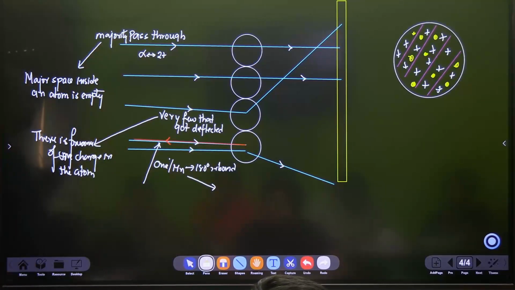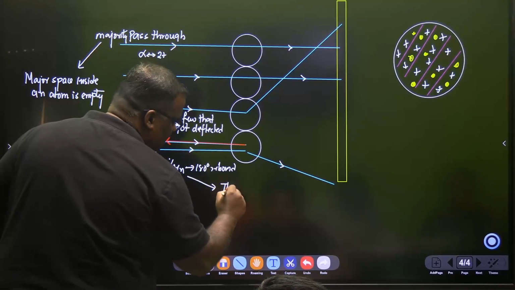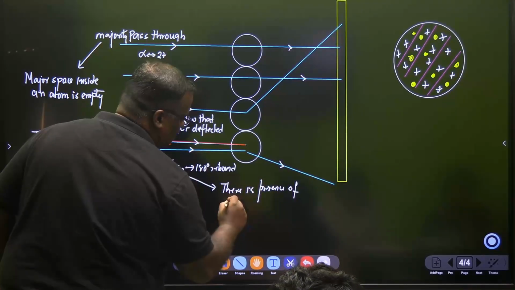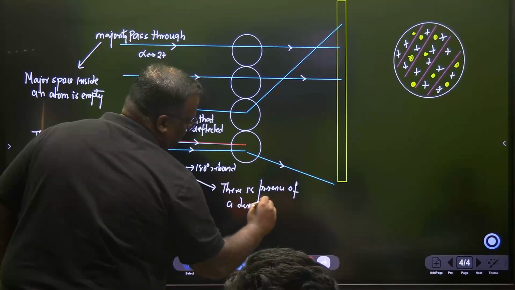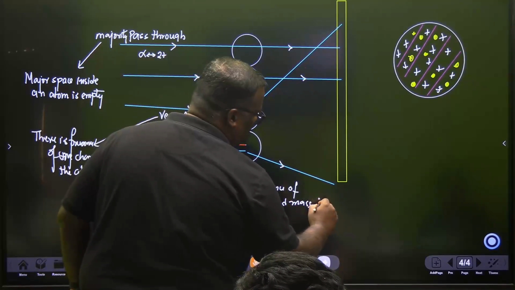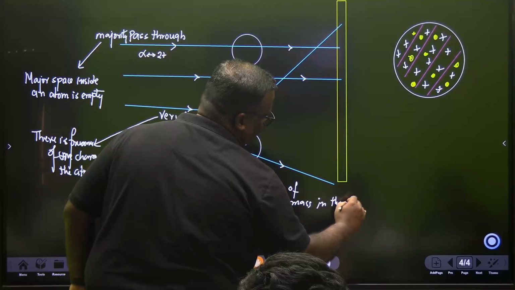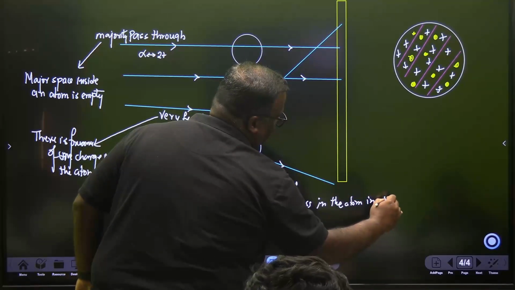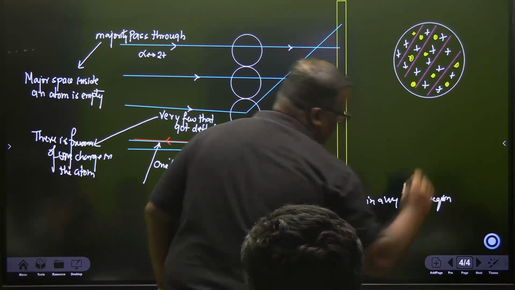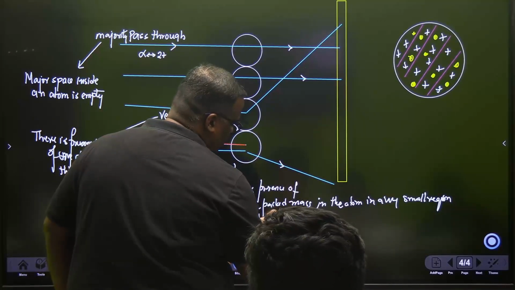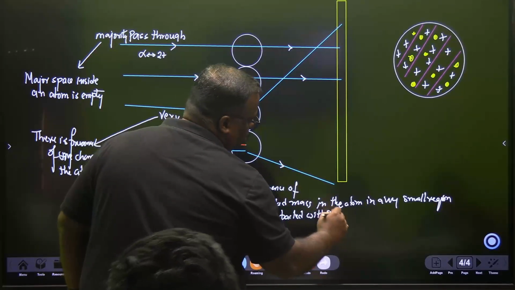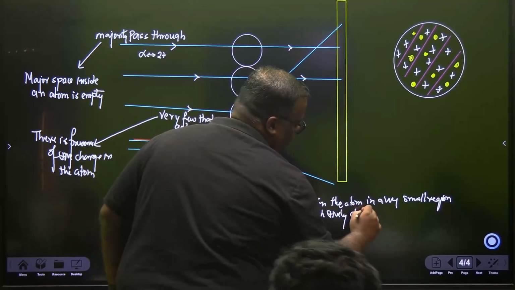It's a rebound. So it says there is presence of a dense packed mass in the atom in a very small region, and it's packed with positively charged particles.